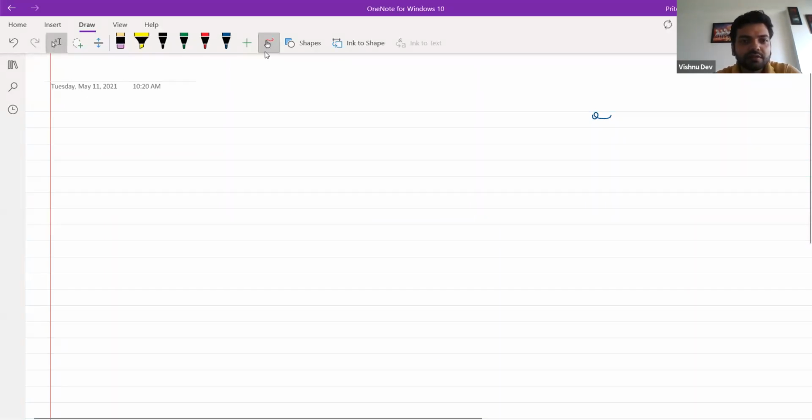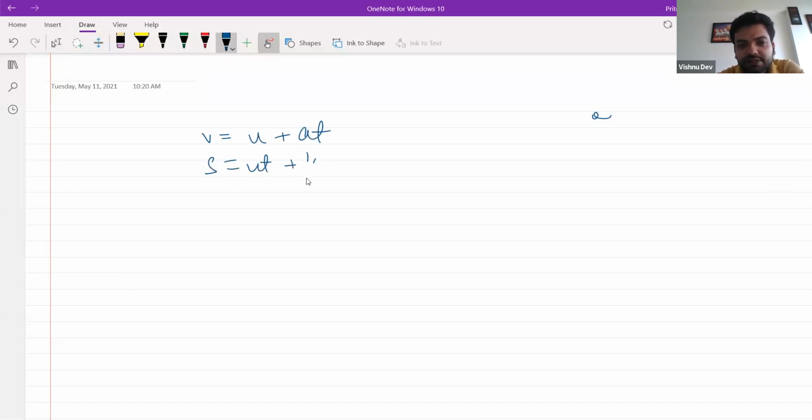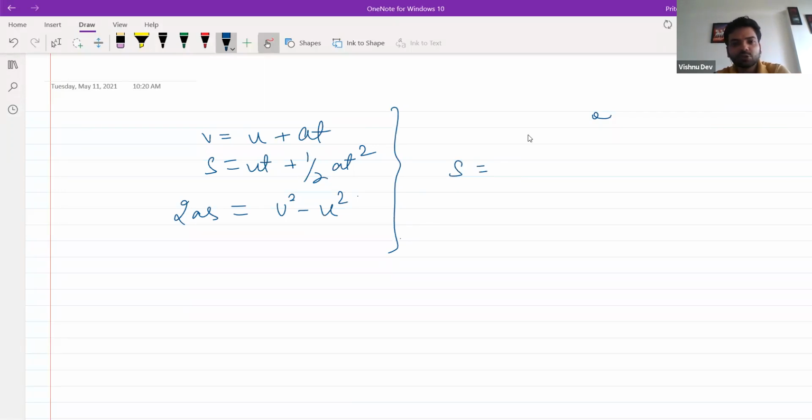So let's talk about an equation. Definitely we have gone through the three equations of motion: v equals u plus at, s equals ut plus half at square, and 2as is equal to v square minus u square. So students, tell me, I'll write another equation here that also relates all the variables of motion. You have to tell me whether this equation is correct or not. S is equal to (u plus v) by 2 into t.